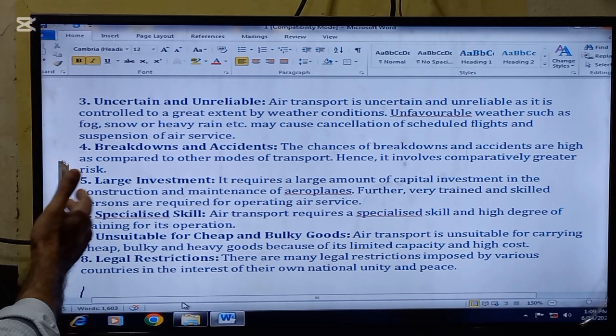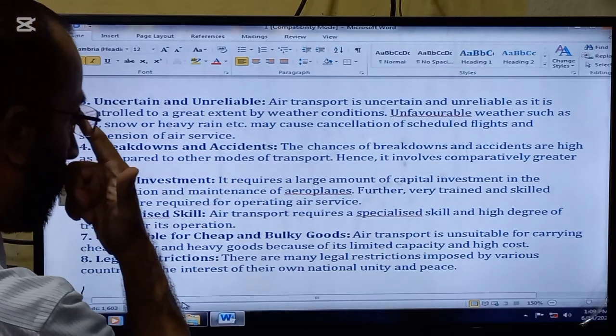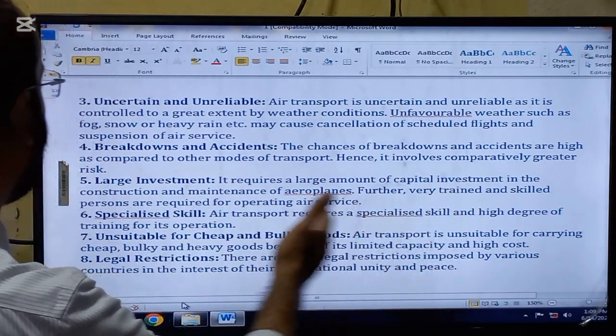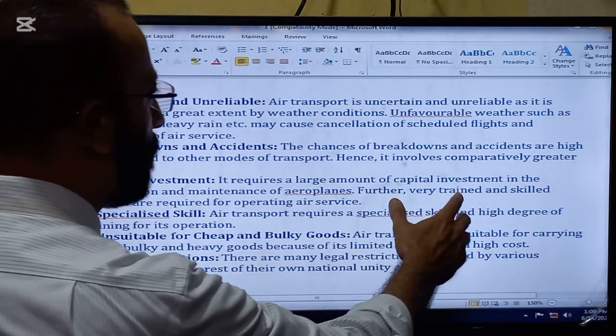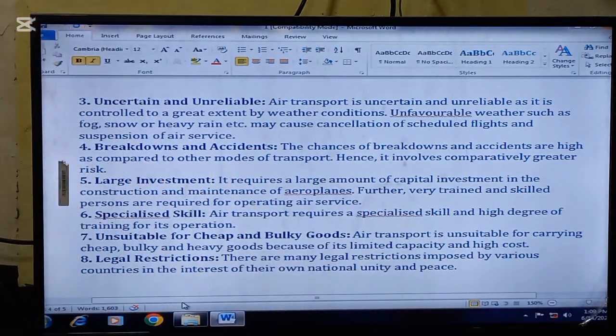Next disadvantage is breakdowns and accidents. The chances of the breakdowns and accidents are high as compared to other modes of the transport. Hence, it involves comparatively greater risk.